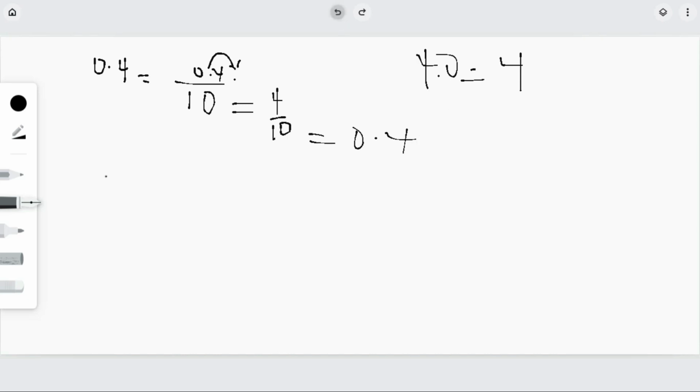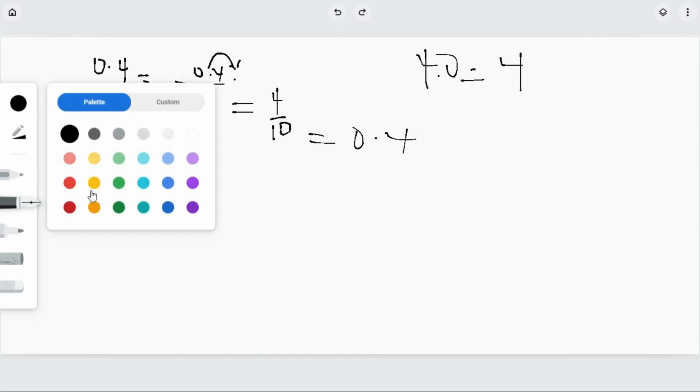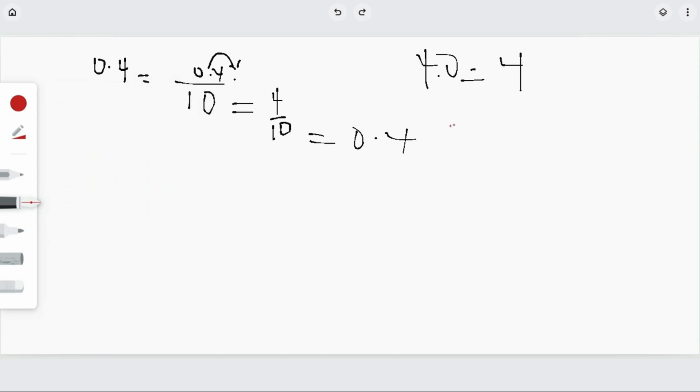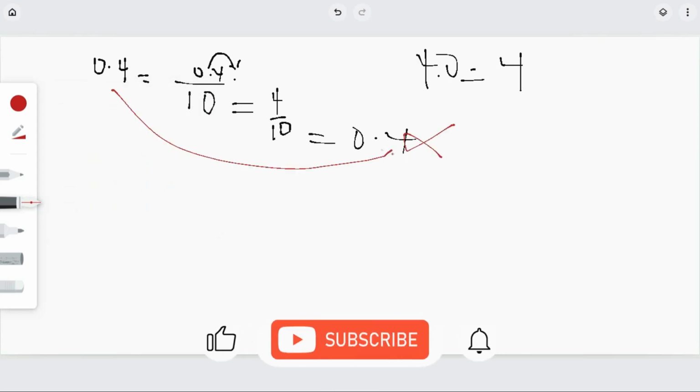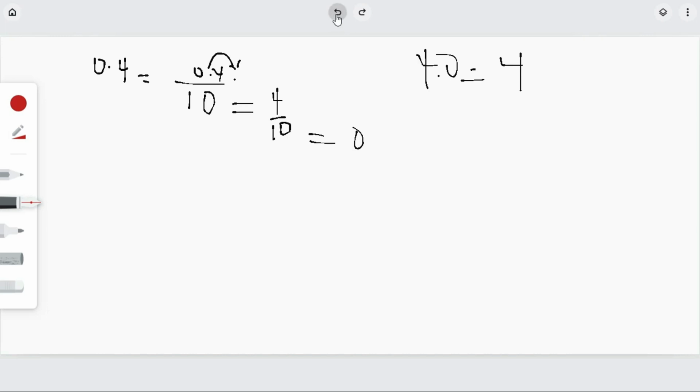Let me use red to write that one. So this is not correct, you understand? Because you are changing from decimal to decimal again. So don't do that one. What you're supposed to do now is, after you change decimal to fraction, and you see that the fraction is not in the lowest term, you can just reduce it. You have already gotten the answer here.